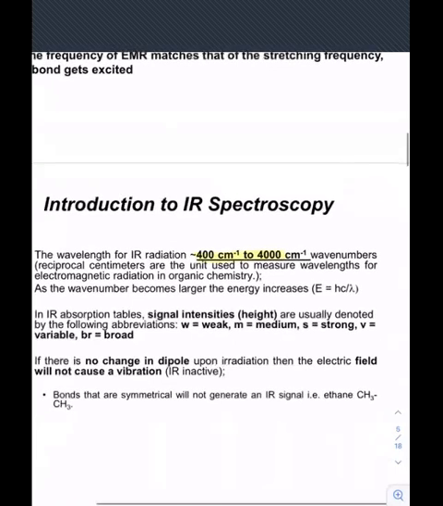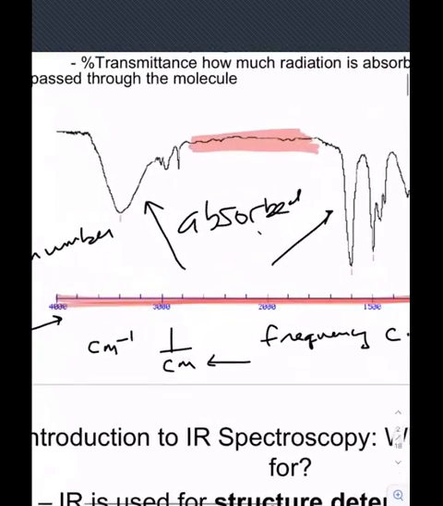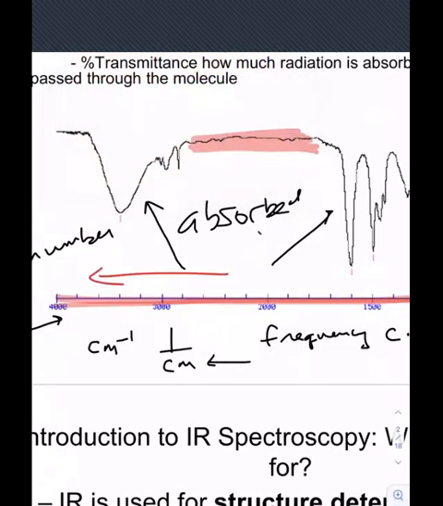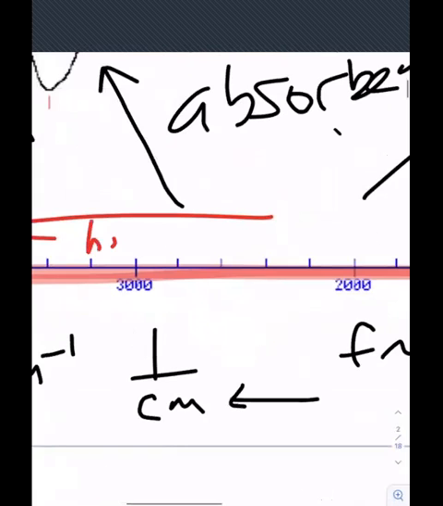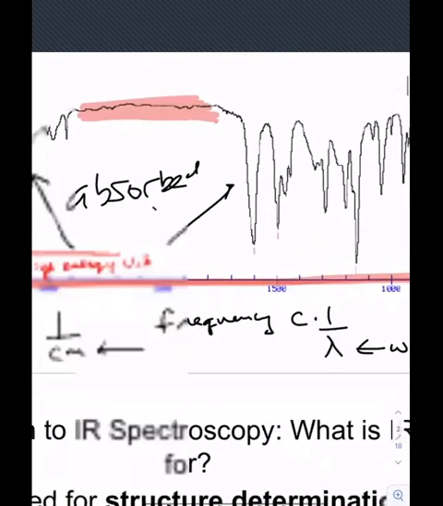And the wave number becomes larger as the energy increases. What that means is that as the bonds get stiffer and require more energy to cause them to vibrate, then that wave number is going to get bigger. So let's go back to the spectrum. So on this end of the spectrum here, these are high energy. Right, those are high energy vibrations down there.